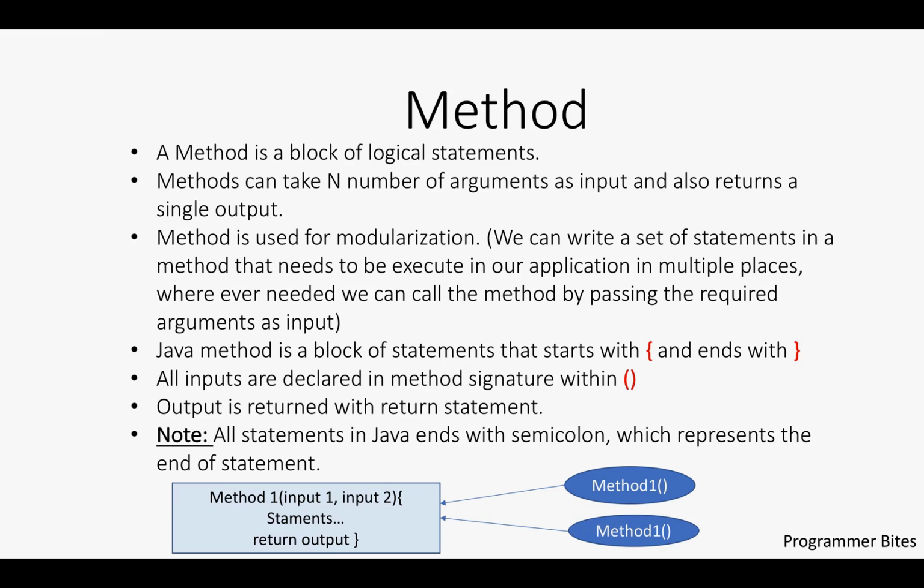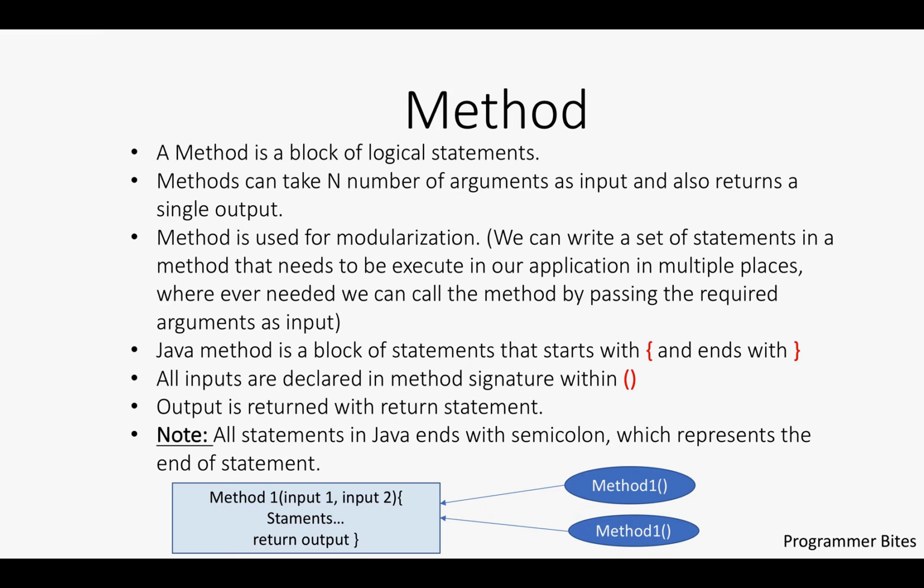Method. A method is a block of logical statements. Methods can take n number of arguments as input and may return a single output. A method is used for modularization. We can write a set of logical statements inside a method that needs to be executed in multiple places in our application. Wherever needed, we can call the method by passing the required arguments as input.